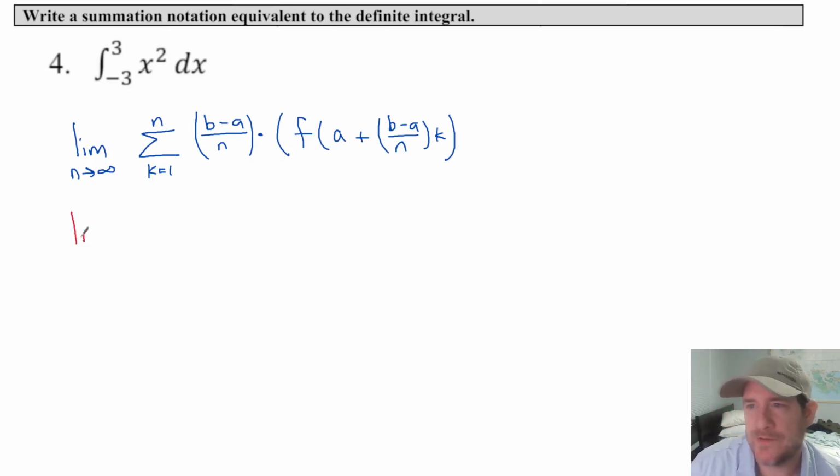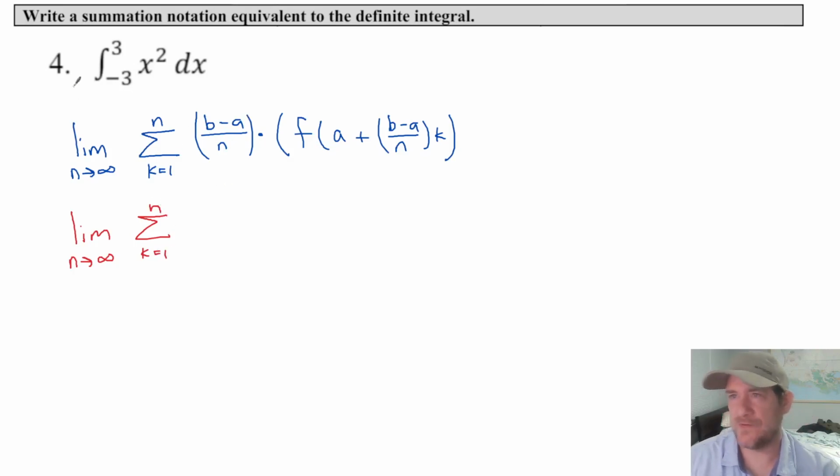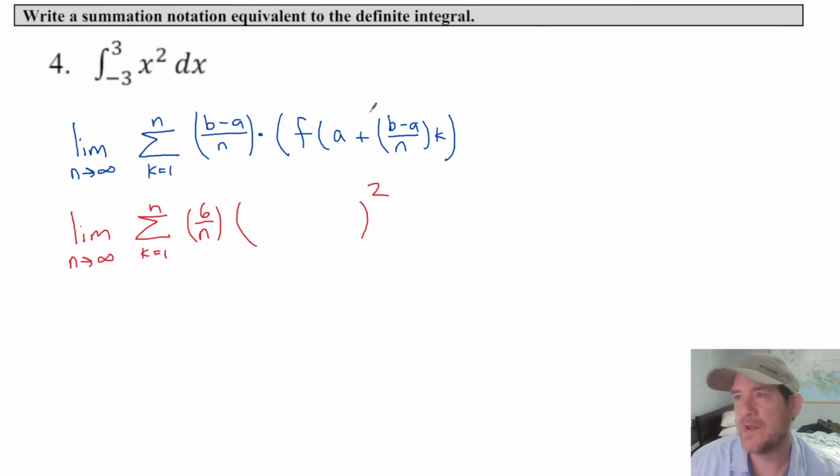And that means we want the limit as n goes to infinity of a big sum where k starts at 1 and goes up to n. Now b minus a over n is just going to be 3 minus negative 3, so 6 divided by n. And then since our function is x squared, just open up a big old set of parentheses, put a squared on it, and then just fill all this stuff in, including the k, sorry.